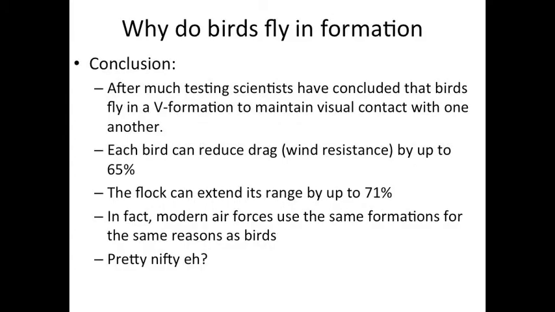So, why do birds fly in a V formation? Well, after much testing, scientists have concluded that birds fly in a V formation to, one, maintain visual eye contact with one another. They also can reduce drag by up to 65%. Thus, the flock can extend its range by up to 71%.